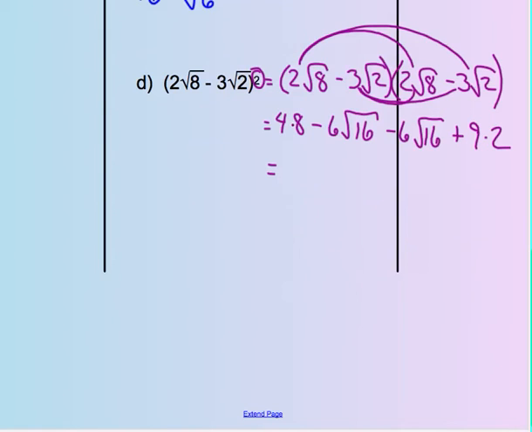Simplifying our terms, 4 times 8 gives us 32. 6 times 4 is 24, minus 6 times 4 again, plus 9 times 2 is 18. So we've got 32 minus 48 plus 18, and that gives us 2.